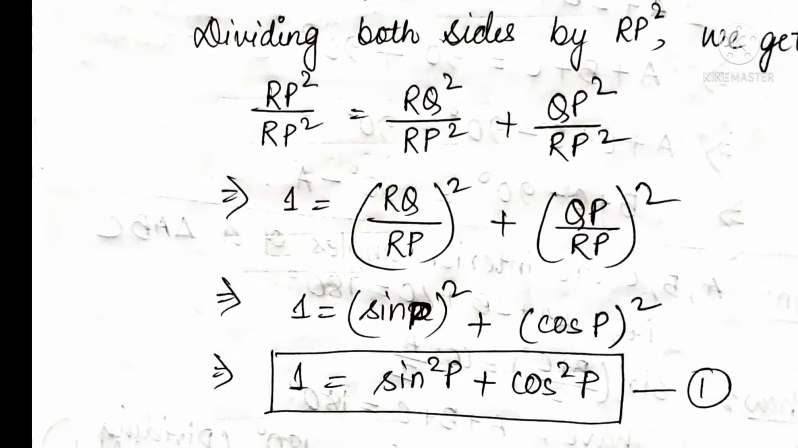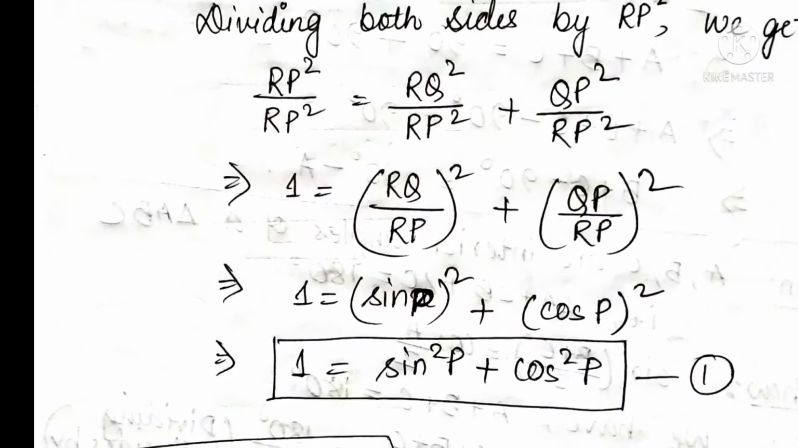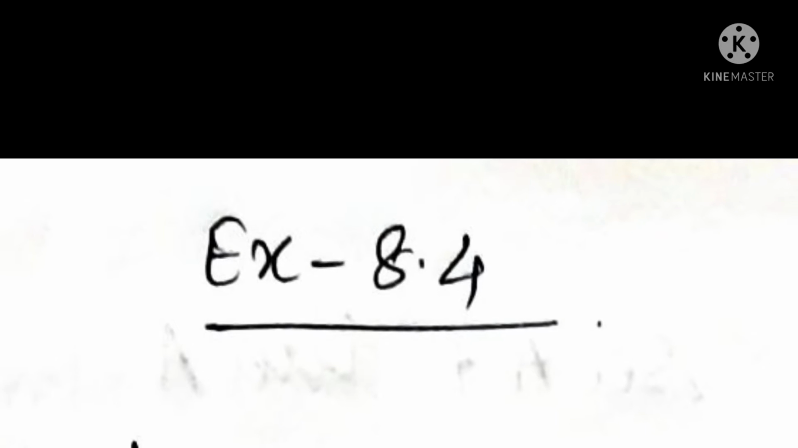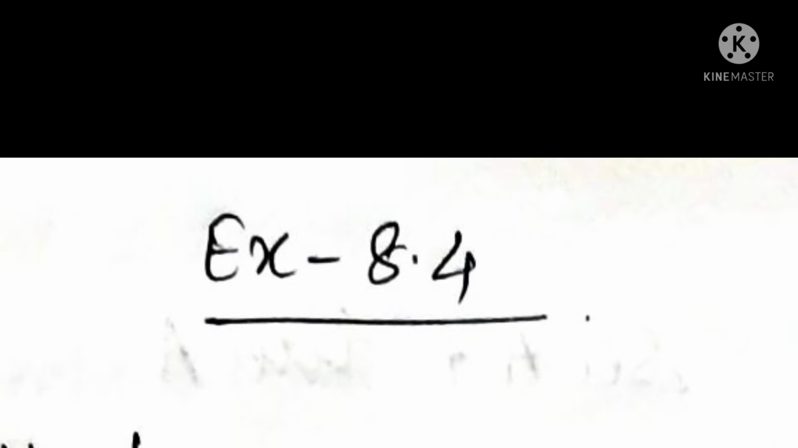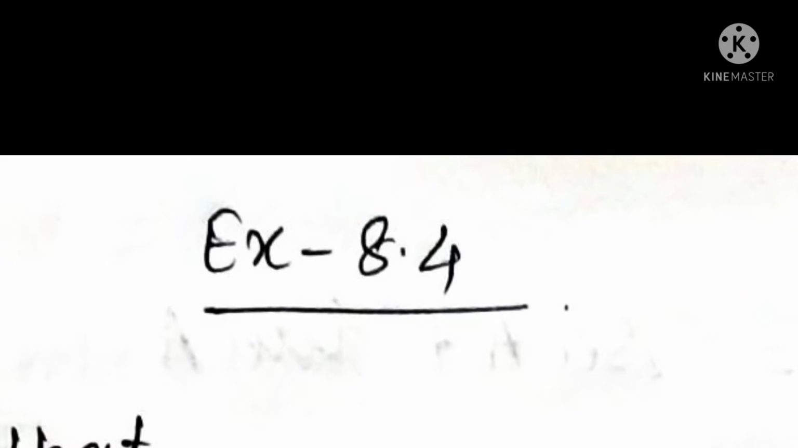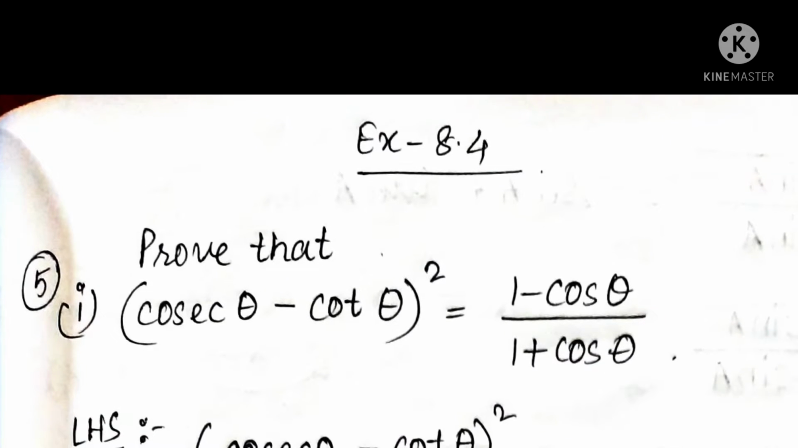So student, we have to prove questions based on this identity only. So I am going to discuss some of the questions of 8.4 based on the identity sin square theta plus cos square theta is equal to 1. So let us do some questions. So here I am doing question number 5.1.